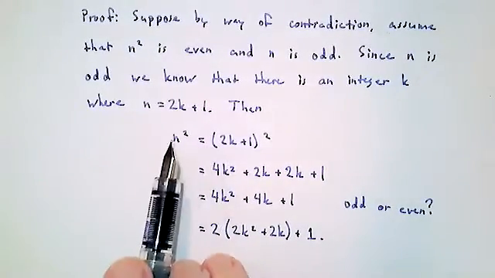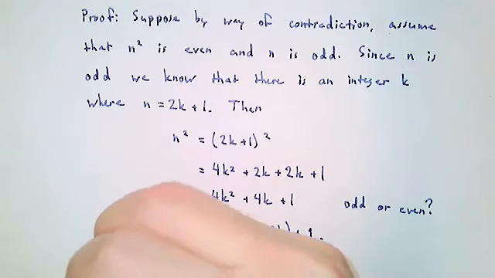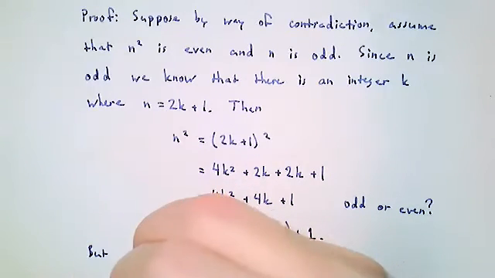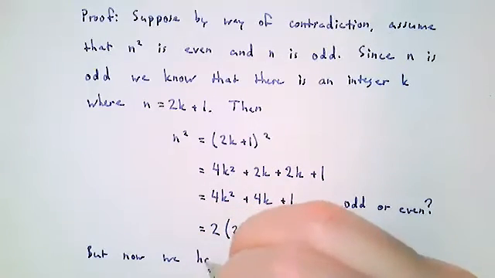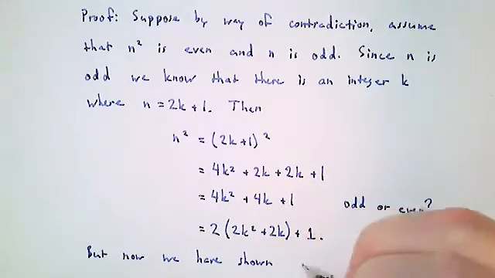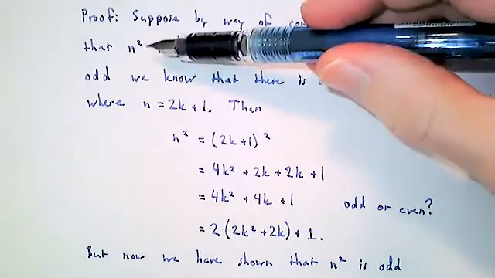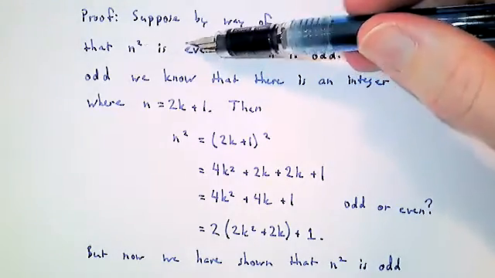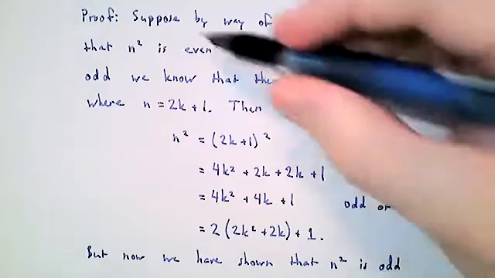So now we've shown that n squared is odd. So let's say that. Because this is a problem. Remember back at the beginning, we assumed that n squared is even while n was odd. So this contradicts what we assumed.